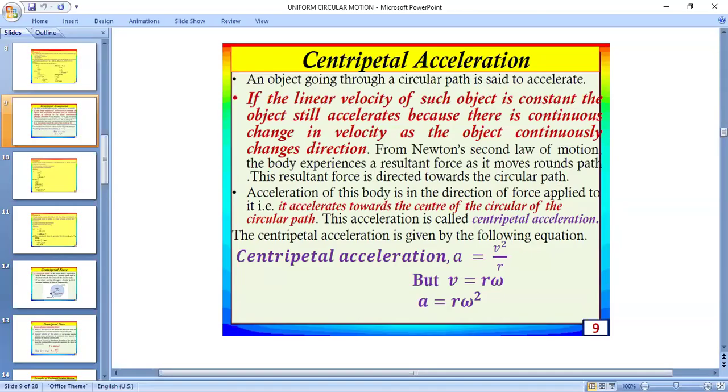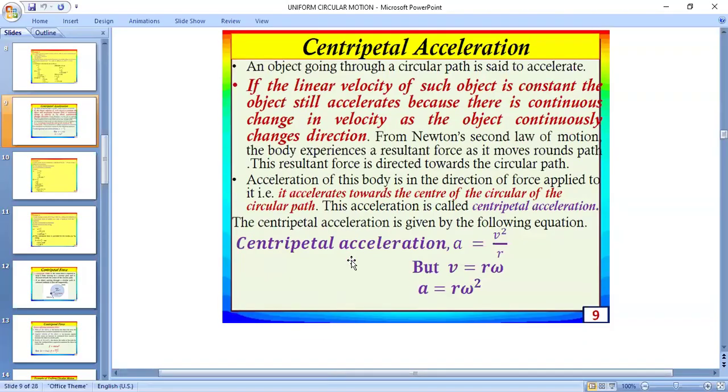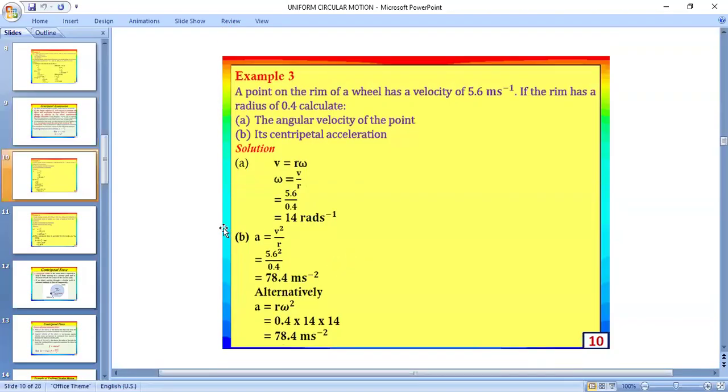So we have two of them, v squared over r and r omega squared. We have a question here. A point on the rim of a wheel has a velocity of 5.6 meters per second. If the rim has a radius of 0.4, I think it's 0.4 meters, calculate A, the angular velocity of the point.